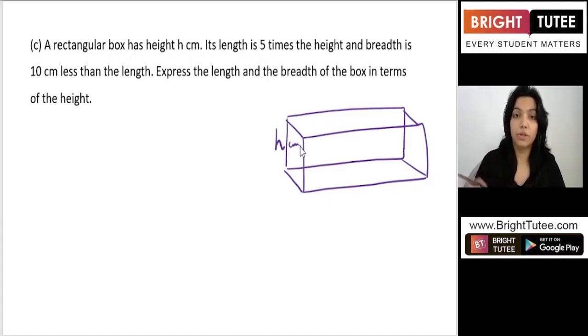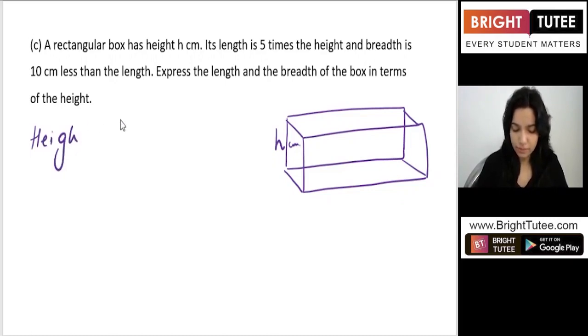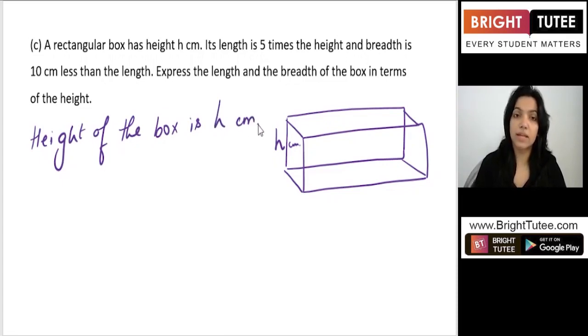Okay, so we are going to interrelate all of them. Express the length and breadth of the box in terms of height. Great. So let us write it here. Height of the box is h centimeters. So this is what is given to us, that height is 8 centimeters.